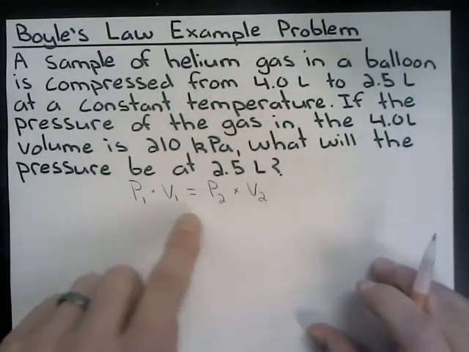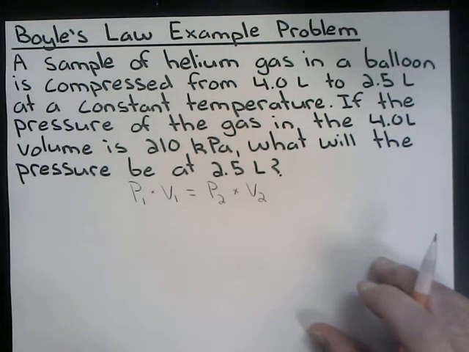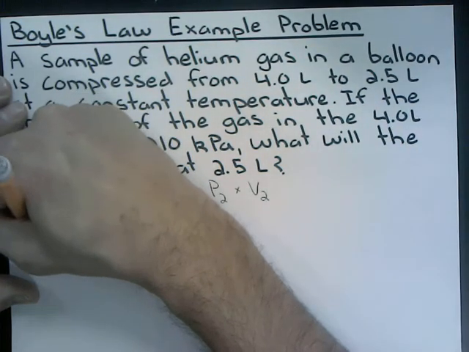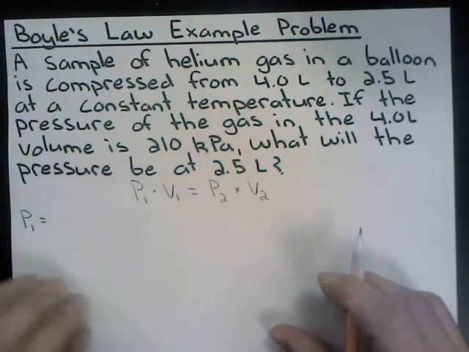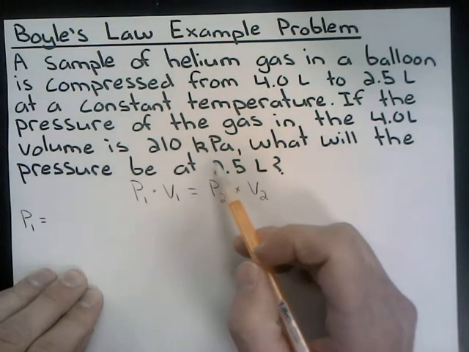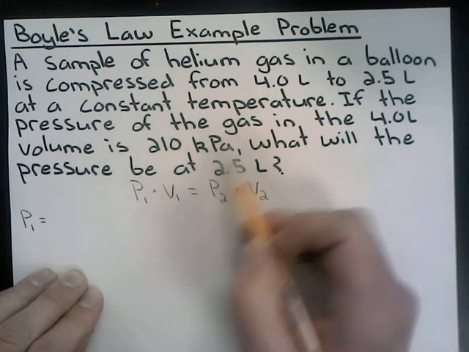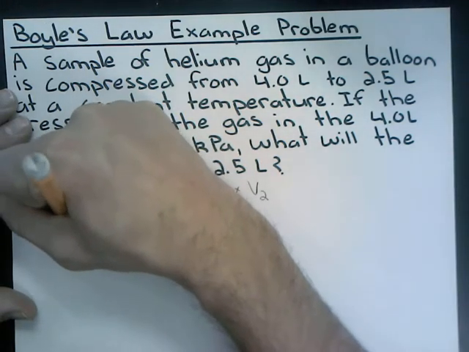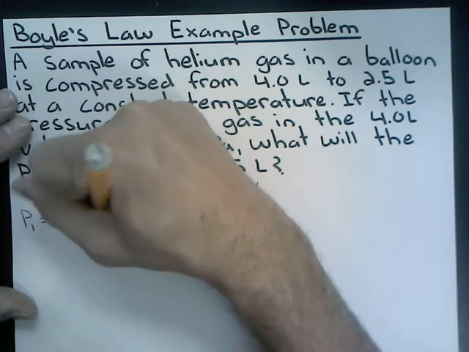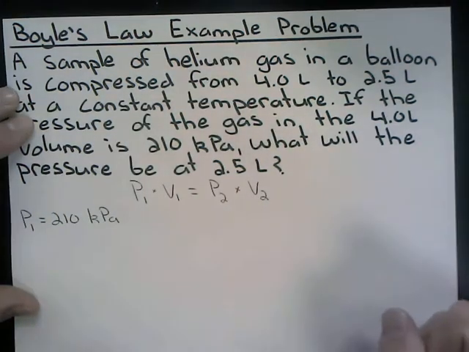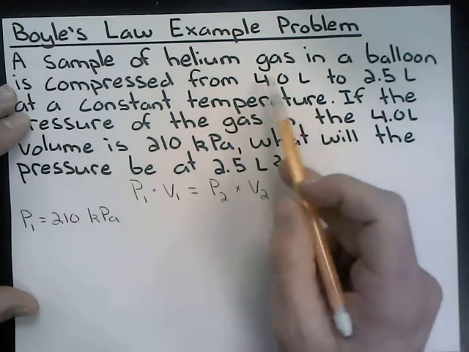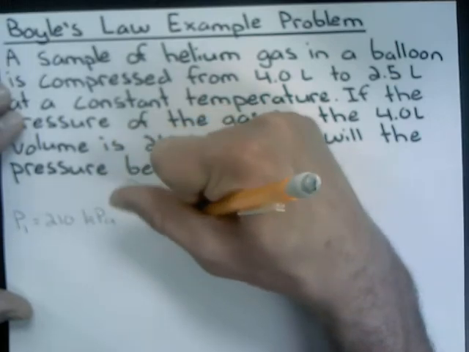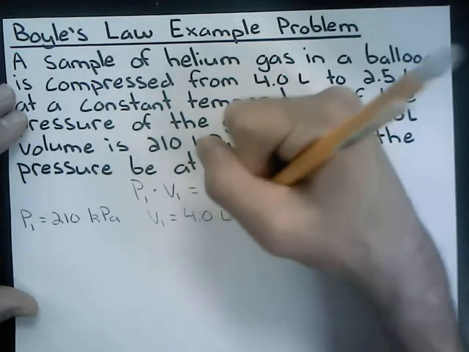So all I'm going to do now is list out what I know and don't know and solve for my unknown. So our pressure initially is listed at 210 kilopascals. 4 liters was initial volume, and 210 is our initial pressure. So we have 210 kilopascals, and our volume, initially that volume of that balloon is 4 liters. So V1 becomes 4.0 liters.